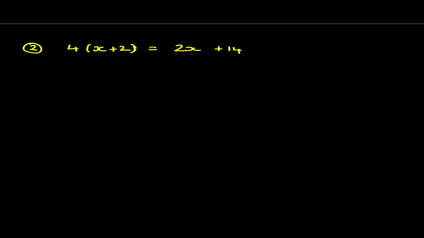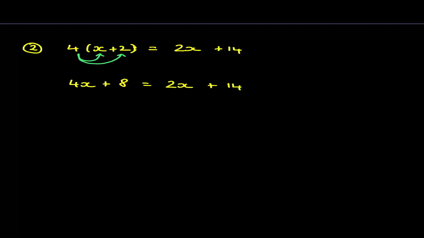Okay, so let's check what you got. So step 1 is to multiply out the bracket. So you're going to do that times that, and then that times that. So that gives me 4x, because 4 times x is 4x. And then 4 times 2 is 8. And that equals 2x plus 14.